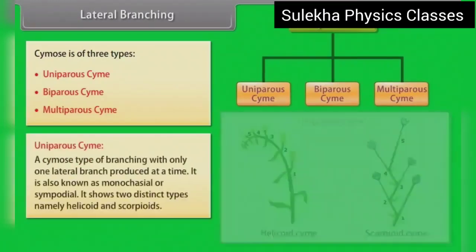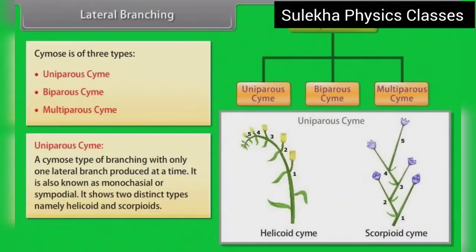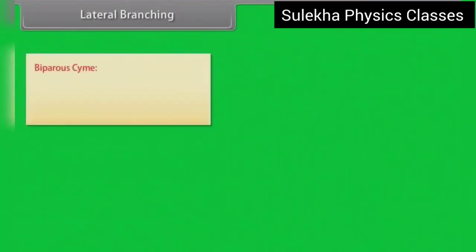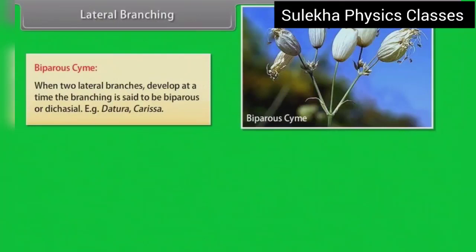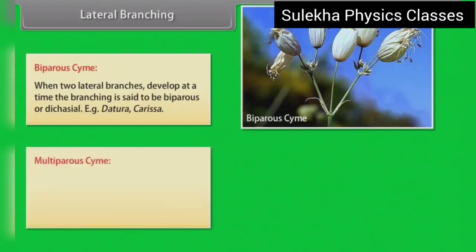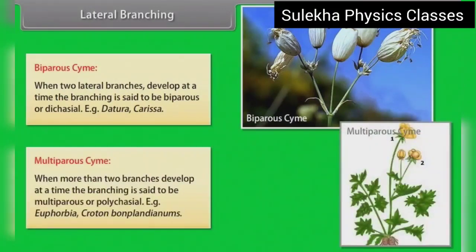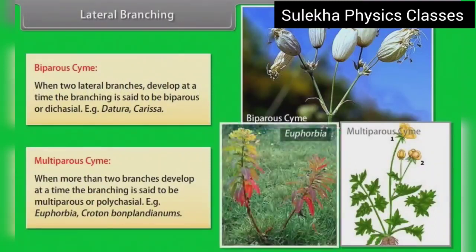Uniparous-chyme. A chymose type of branching with only one lateral branch produced at a time. It is known as monochasial or sympodial. It shows two distinct types, namely helicoid and scorpioid. Biparous-chyme. When two lateral branches develop at a time, the branching is said to be biparous or dichasial. Example: Datura, Carissa. Multiparous-chyme. When more than two branches develop at a time, the branching is said to be multiparous or polychasial. Example: Euphorbia, Croton bonplandianum.